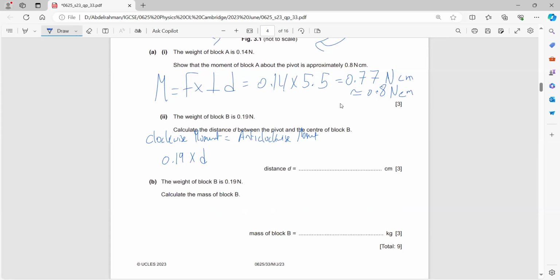0.19 times the distance. The anti-clockwise moment we just calculated, right? Which is 0.77, or I can just write it down as 0.14 times 5.5. Then to find the distance, I would say 0.14 times 5.5 divided by 0.19. But never say that distance equals moment over force. No, that's wrong. What is the distance?